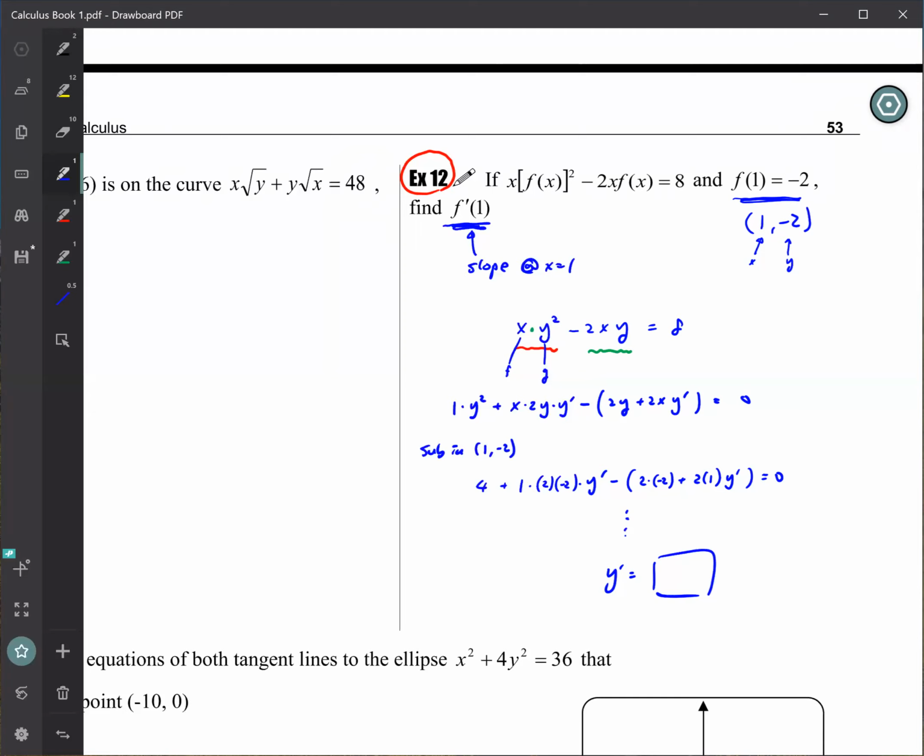Wait, Jason? Yeah, Jesse. I was checking my work with the one you just did, and I isolated for y prime. Oh, never mind. Yeah, you could isolate the y prime and then sub in the number, or sub in the number, then isolate y prime. It's the same.